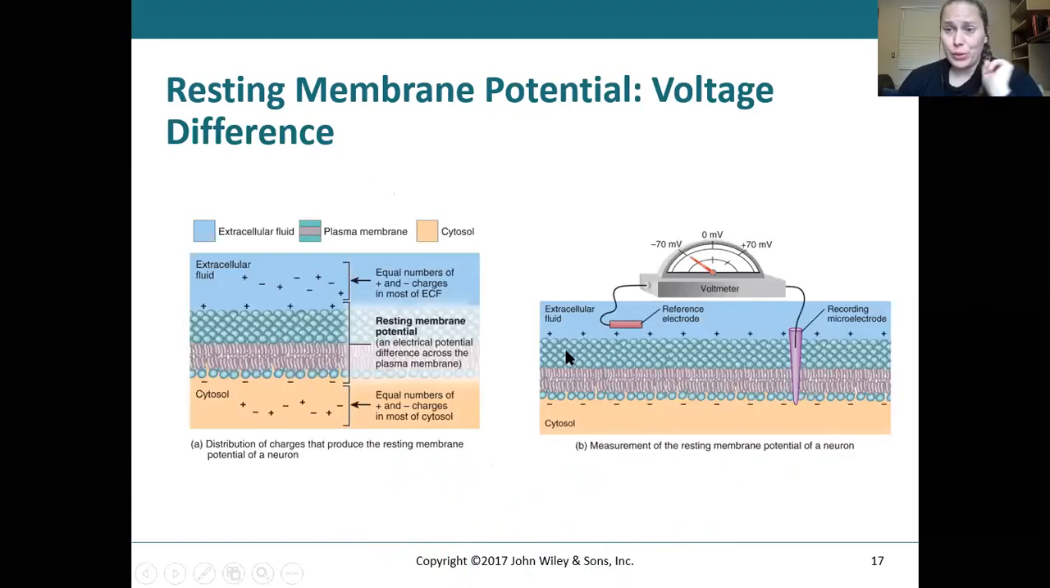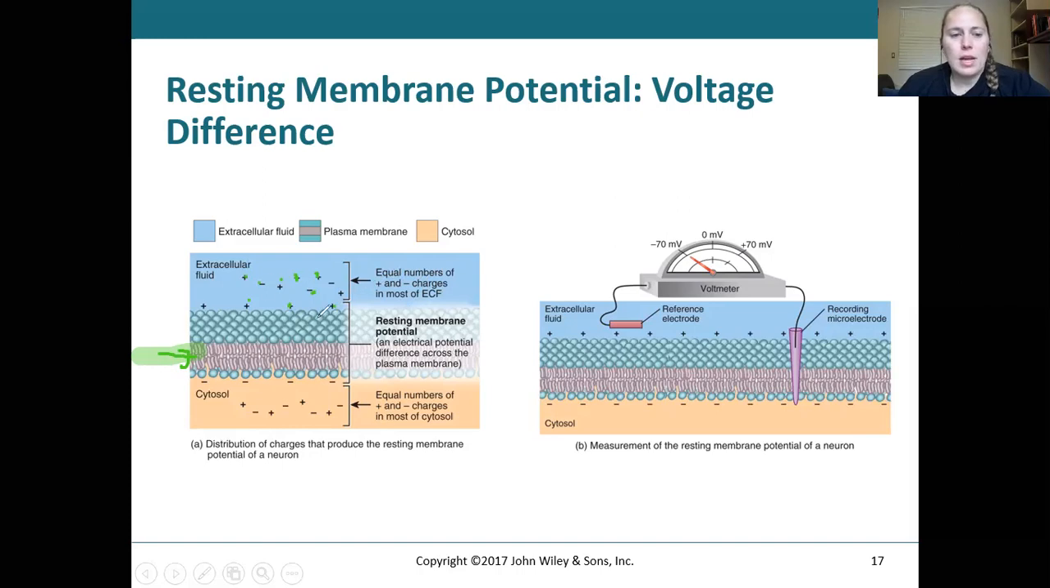Okay, so going into some figures that are provided by the text. Outside of my drawings, you've got your plasma membrane here, and the concentration of positive and negative ions on each side. So you've got your positive ions and negative ions. You can see relative numbers, equal number of positive and negative charges in most of the cytosol. So this is a case of electrical potential difference across the plasma membrane, equal numbers.